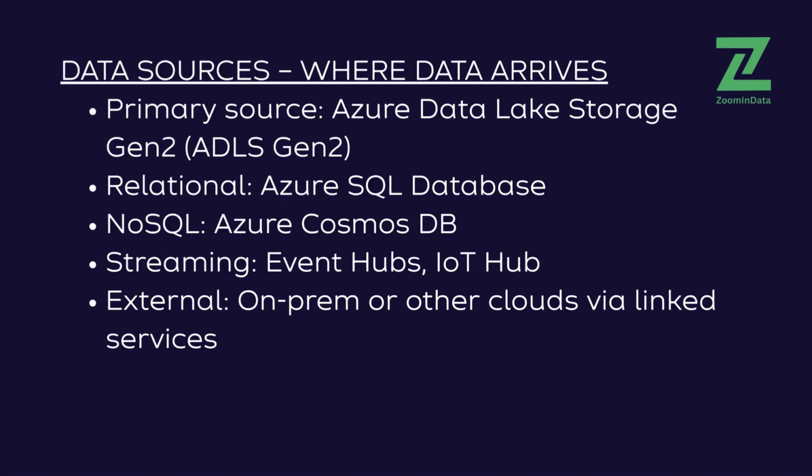So first, data sources, where all your data arrives from. The primary one is Azure Data Lake Storage Gen 2, ADLS Gen 2. You also have relational data coming from Azure SQL Database. NoSQL data from Azure Cosmos DB. Streaming data from Event Hubs or IoT Hub. And if you have on-prem or other cloud data, you connect it using linked services.